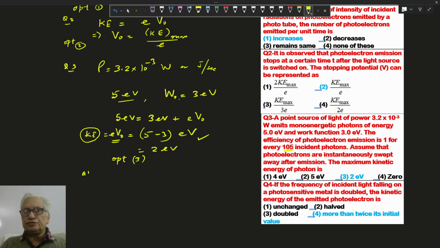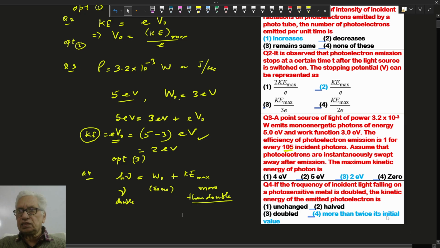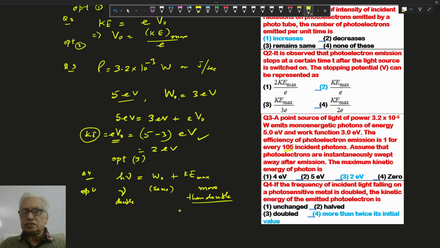Here question 4. If the energy is work function plus kinetic energy of the photoelectrons and the frequency is doubled, work function remains the same, so kinetic energy will be more than double. But work function is not increasing at all. It depends on the material. Material is same, so this is also same. So here option 4 is correct.